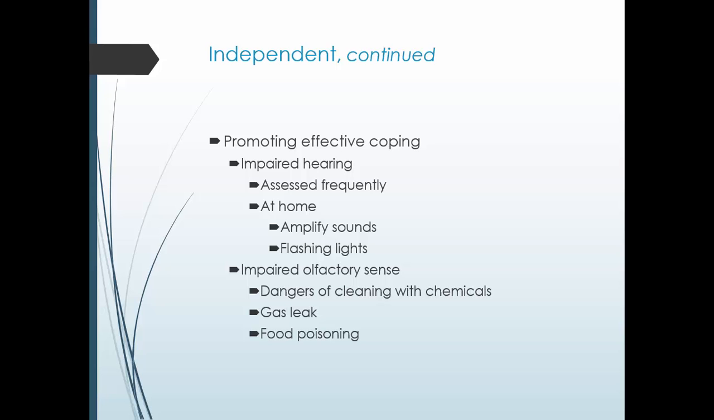For those with impaired hearing, they are going to need to be assessed frequently. In their home environment, they may need devices to help amplify sounds and flashing lights. Some of these can be obtained from hearing aid dealers, telephone companies, appliance stores. There's also closed caption TV so that they can read what is being said.